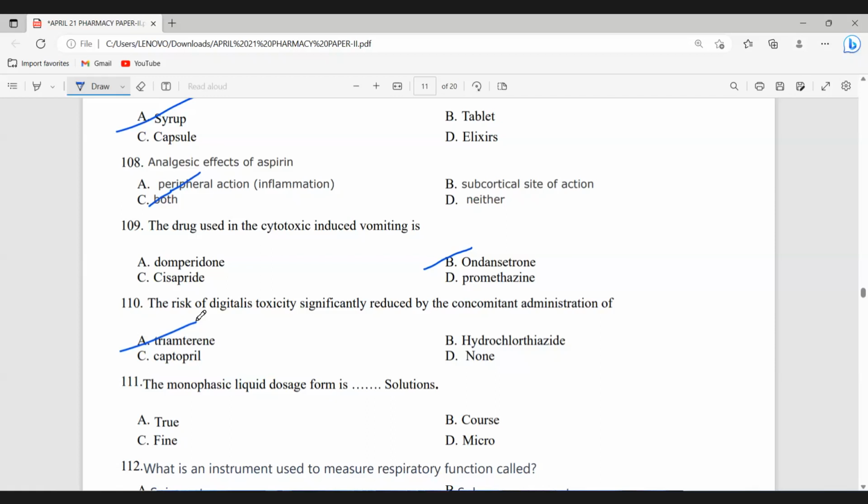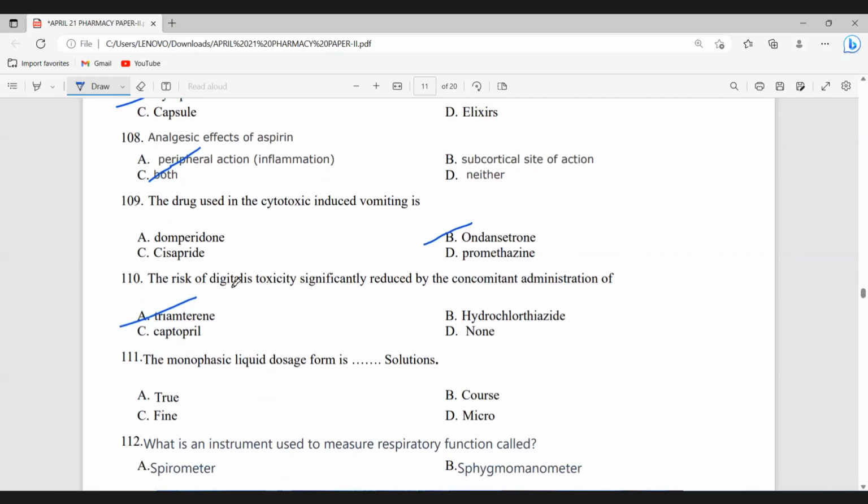Did you note the points? Did you note what I told?